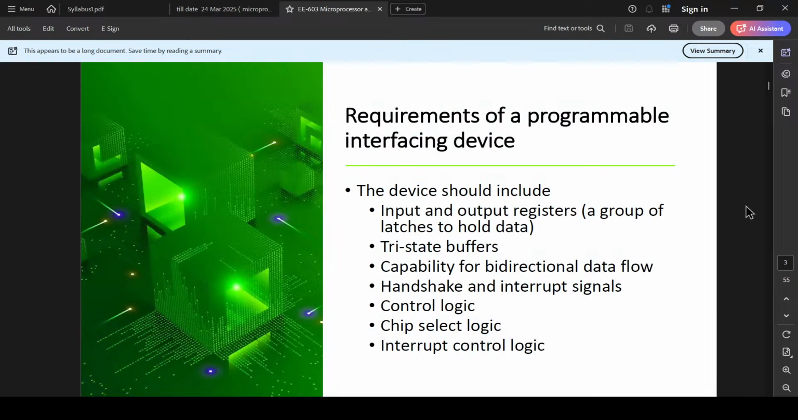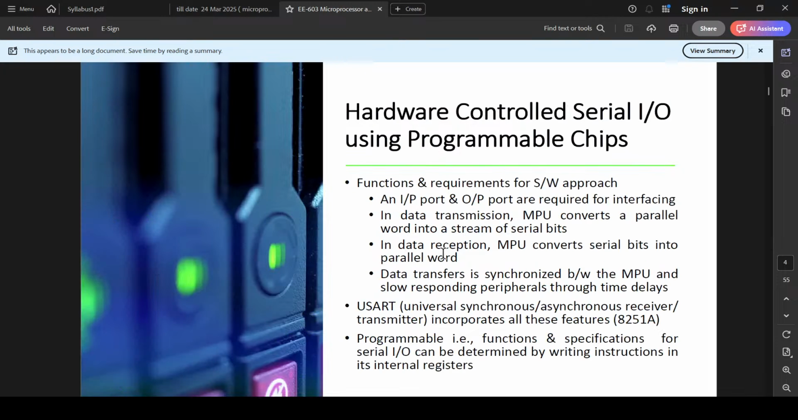Okay, next. Requirements of a programmable interfacing device. The device should include input output registers, a group of latches to hold data, tri-state buffers, capacity of bidirectional flow, handshake and interrupt signals, control logic, selector logic, interrupt logic. If the question comes in the exam, what are the requirements if you have to choose a programmable interfacing device? It should have the input output register, bidirectional data flow, handshake and interrupt signals, control logic, interrupt control logic, and tri-state buffer.